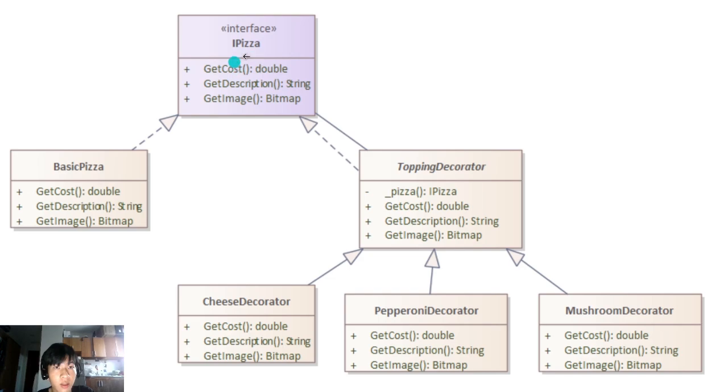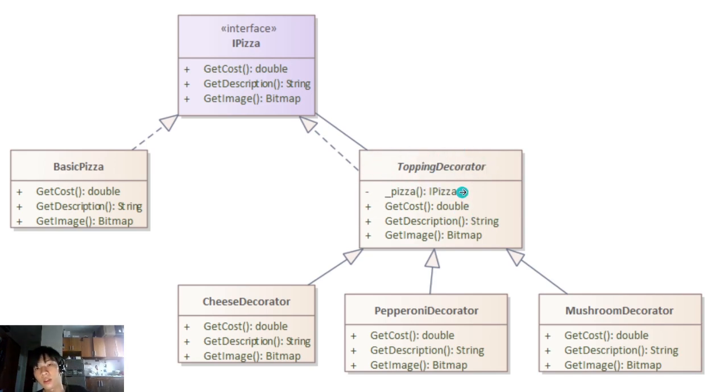So this is our UML class diagram. First, the IPizza interface is our component. This is a contract that every pizza must follow: get its cost, description or name, and get the pizza image. The left one, BasicPizza, is our concrete component. It has a fixed cost of 50 and an image that doesn't have any topping on it.